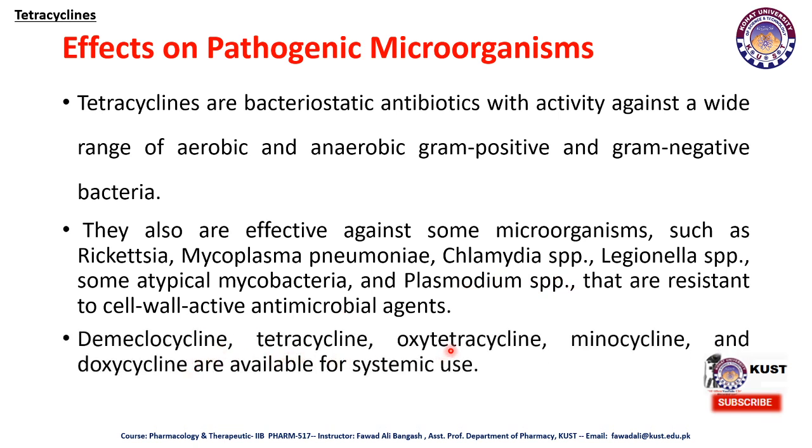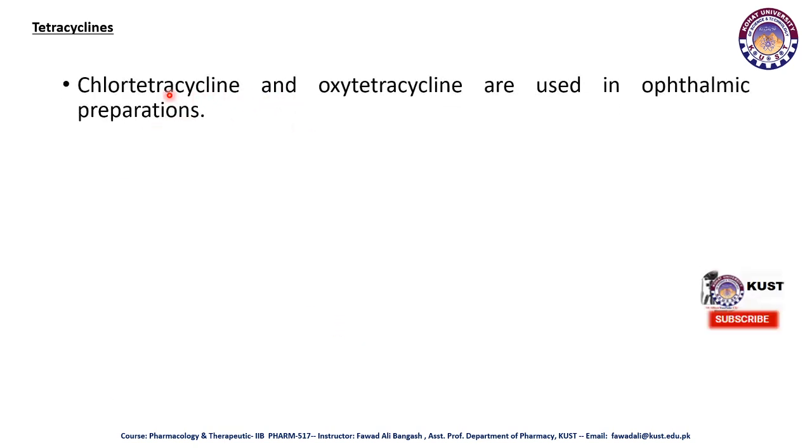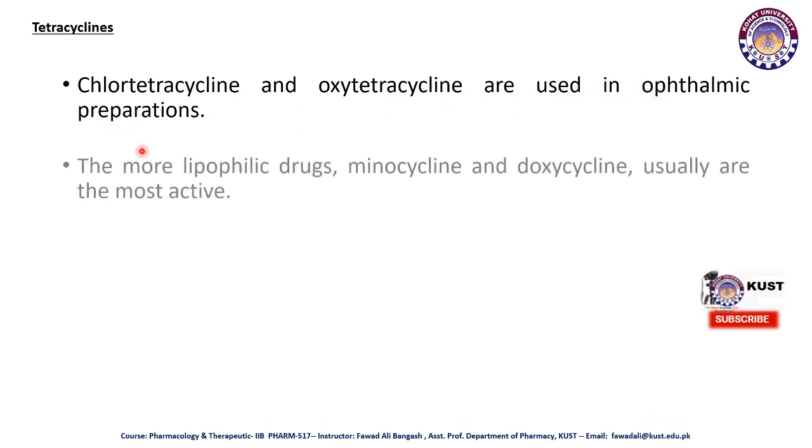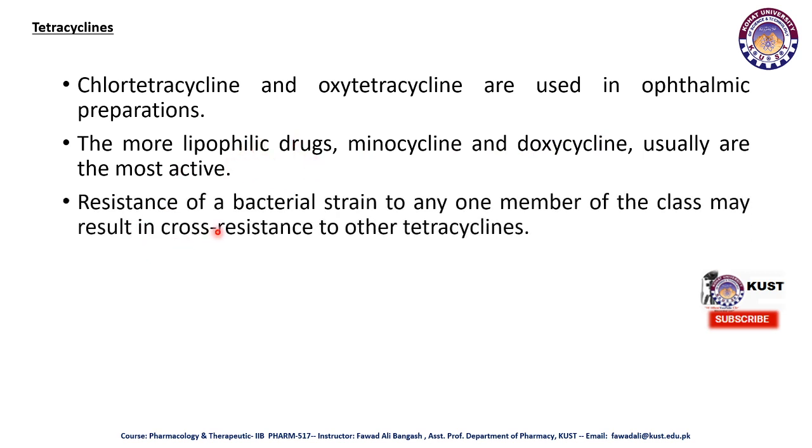Demeclocycline, tetracycline, oxytetracycline, minocycline, and doxycycline are available for systemic use. Chlortetracycline and oxytetracycline are used in ophthalmic preparations. The more lipophilic drugs, minocycline and doxycycline, usually are most active. Resistance of a bacterial strain to any one member of the class may result in cross resistance to other tetracyclines, so they have cross resistance among the group.